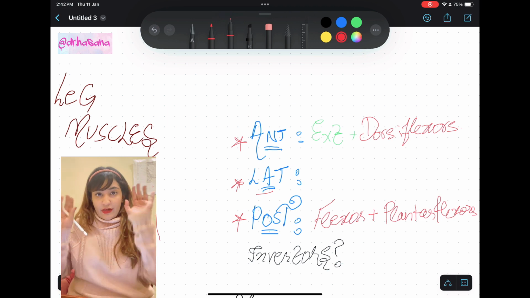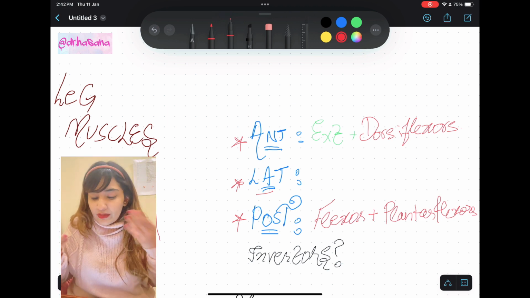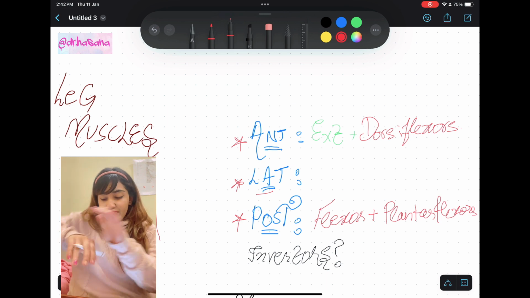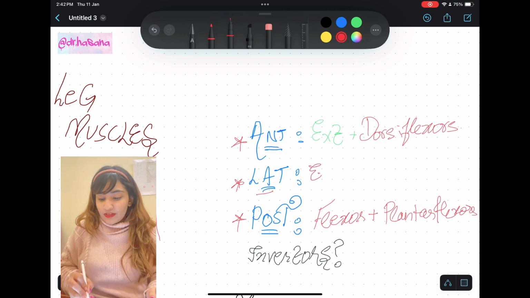So plantar flexors. Now the lateral compartment is the only one left. So obviously lateral is going to push the foot this way. So it's going to be an everter compartment. So just write down everter.